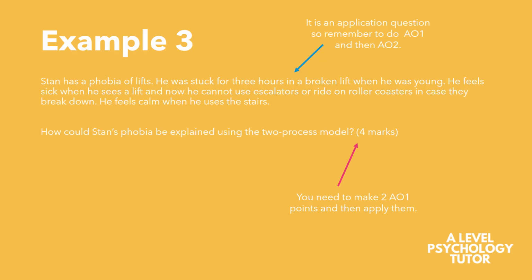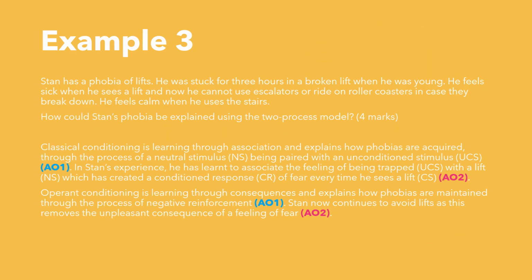Again, this is going to be AO1, AO2, AO1, AO2. So please just pause the video and have a think about what would be your knowledge and your application marks here. So hopefully you've identified that the two-process model is referring to classical conditioning explaining the initiation of the phobia and then operant conditioning explaining the maintenance of the phobia. So you'd need one sentence about classical conditioning in the context of phobias, and then you'd need to link that to the stem, and then you'd need to do the same for operant conditioning about the maintenance, and then link that to the stem. So again, you can pause the video here and compare the model answer to your own.